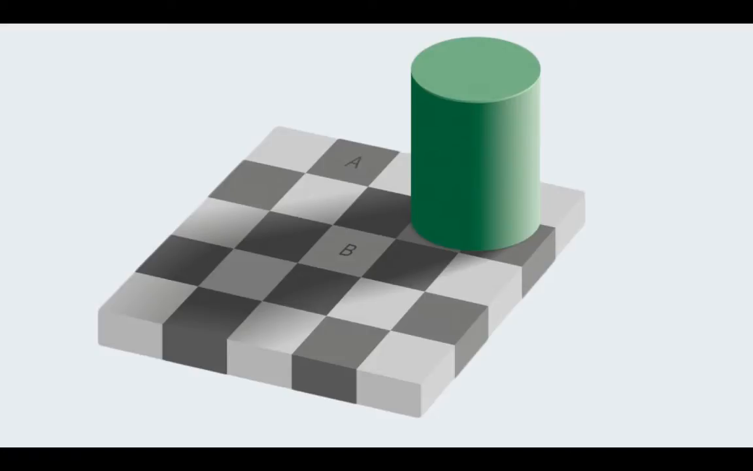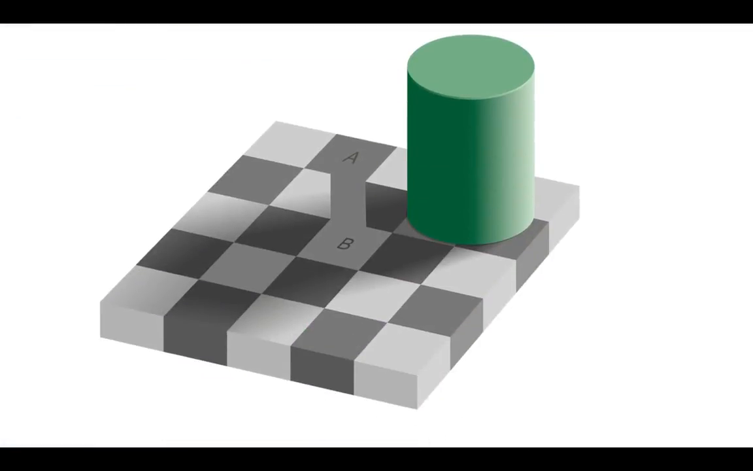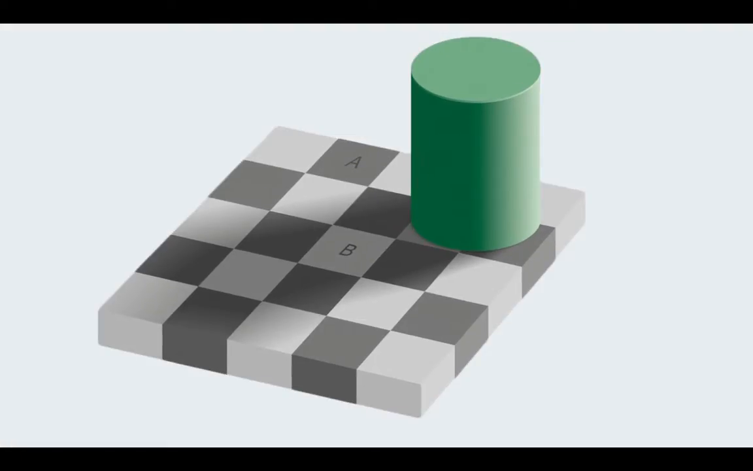I know that seems impossible, but watch this. When I draw a line connecting the two squares, you can see that they're the same color. Squares A and B are the same, even though A looked way darker.